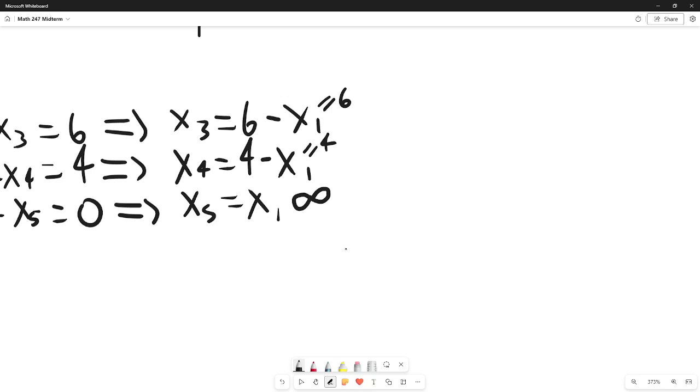Okay, but we want to find which one can increase the smallest. In this case, it is x4, right? Because the value for x1 and x4 is 4, and the value for x1 and x3 is 6. 6 is greater than 4, so x4 is our candidate. So we want to use x4 to swap.